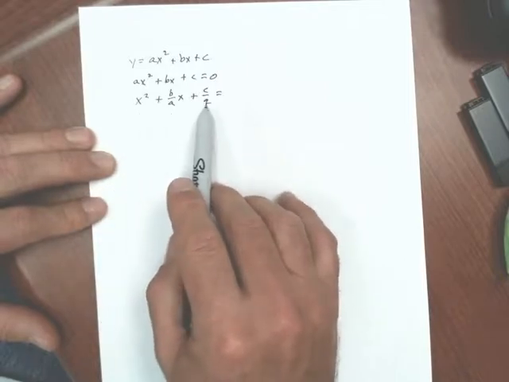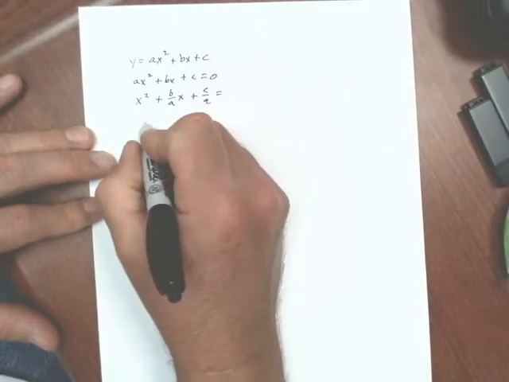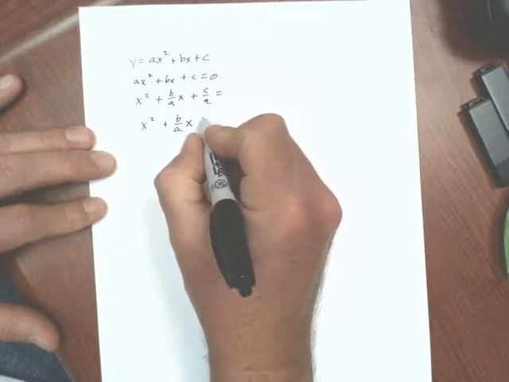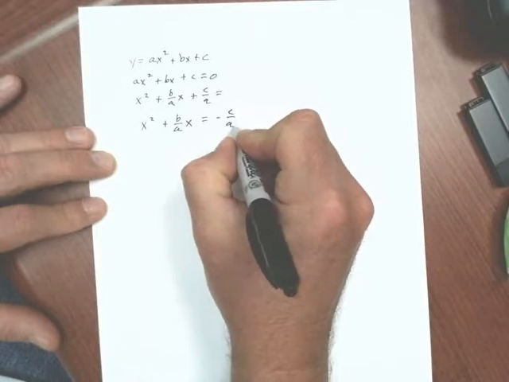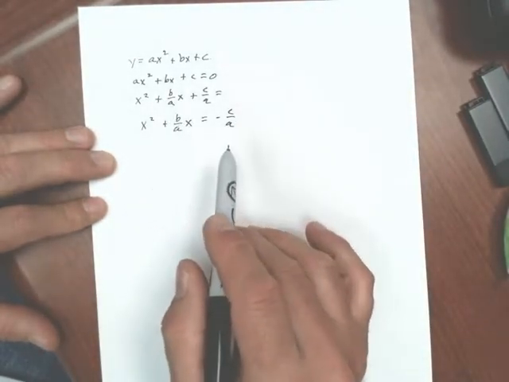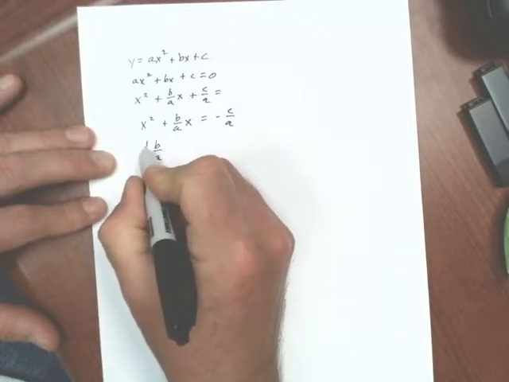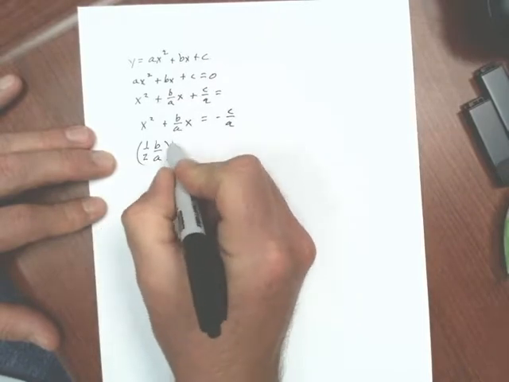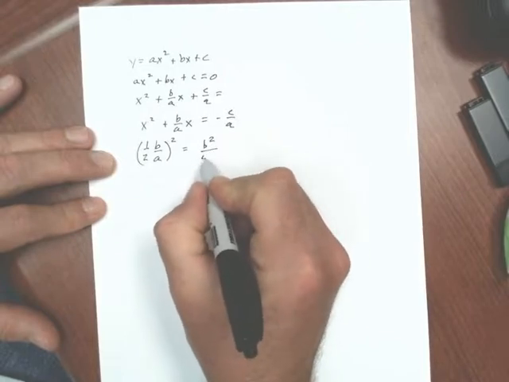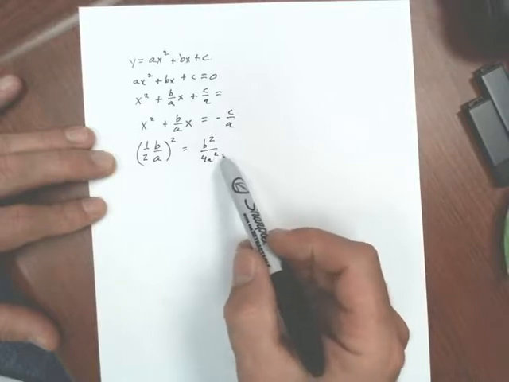Now we're going to move c over a to the other side, right? That's the second step. x squared plus b over a x equals negative c over a. Now we're going to take 1/2 of that and square it. So that is b over a times 1/2, and we're going to square it. That gives us b squared over 4a squared. Now we're going to add that to each side.